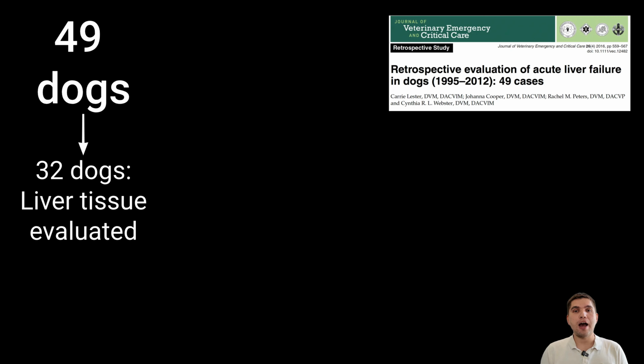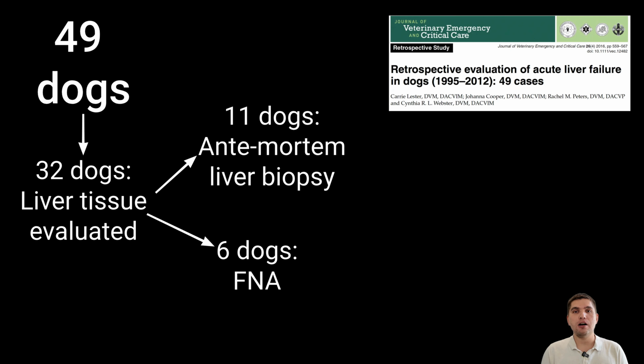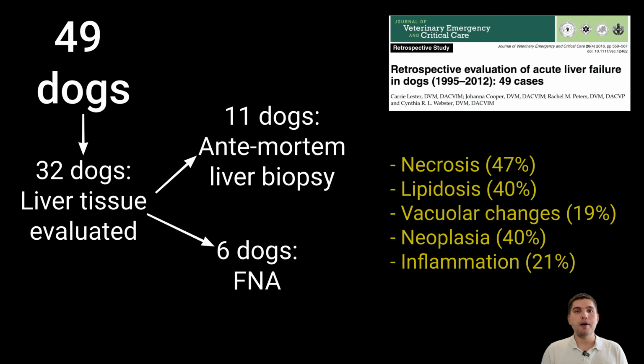Now, let's circle back to Lester's canine study. Overall, 32 out of 49 dogs, about 65%, had their liver tissue evaluated either by aspirate, biopsy, or necropsy. Of those, 11 dogs had liver biopsies while still alive, and 6 underwent fine needle aspiration. The most common liver lesion was necrosis, seen in nearly half the cases.